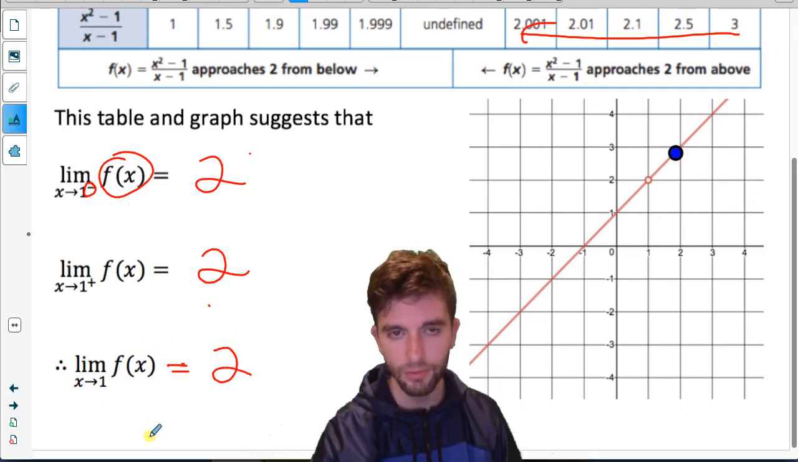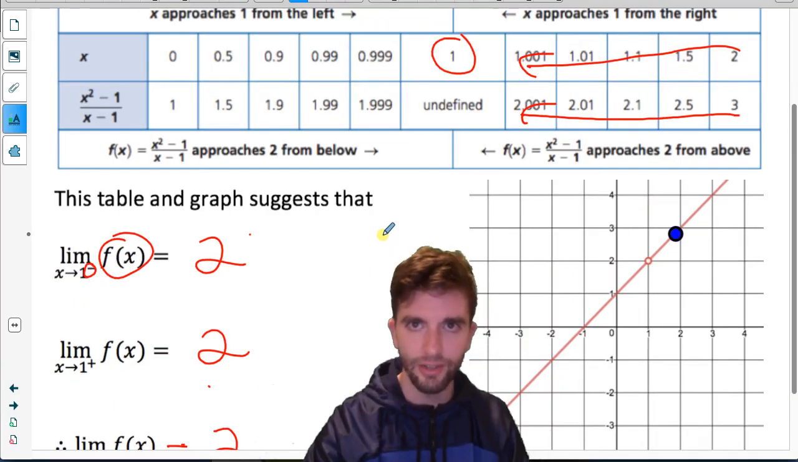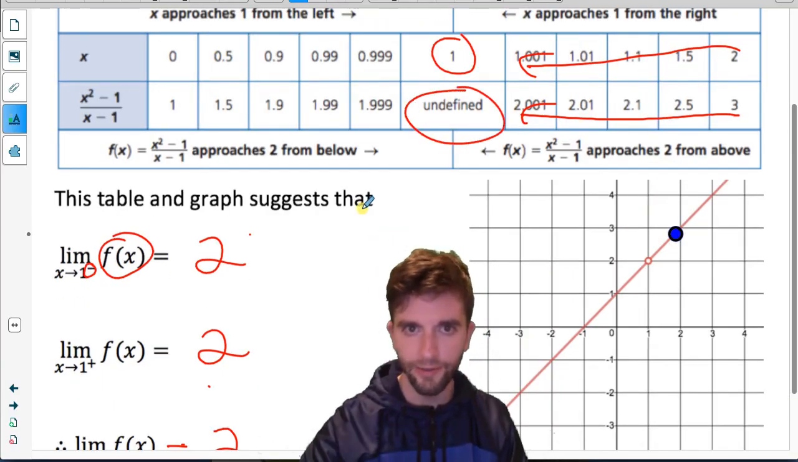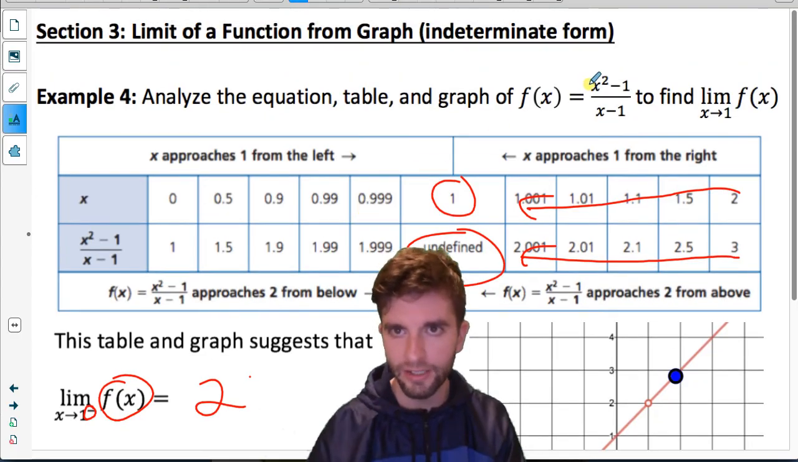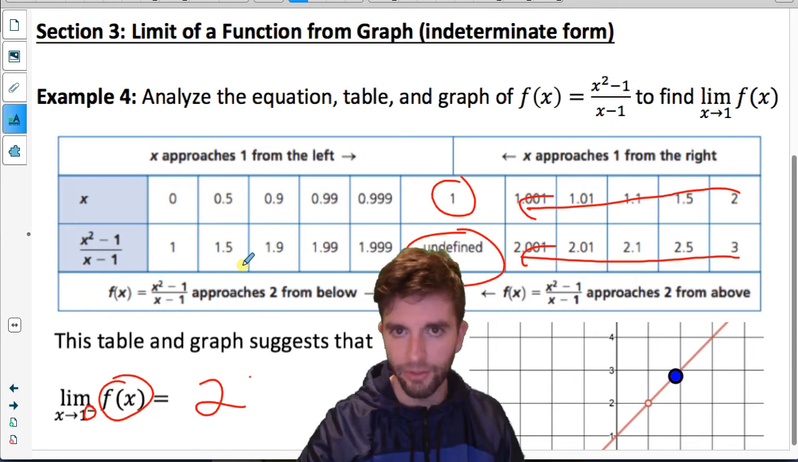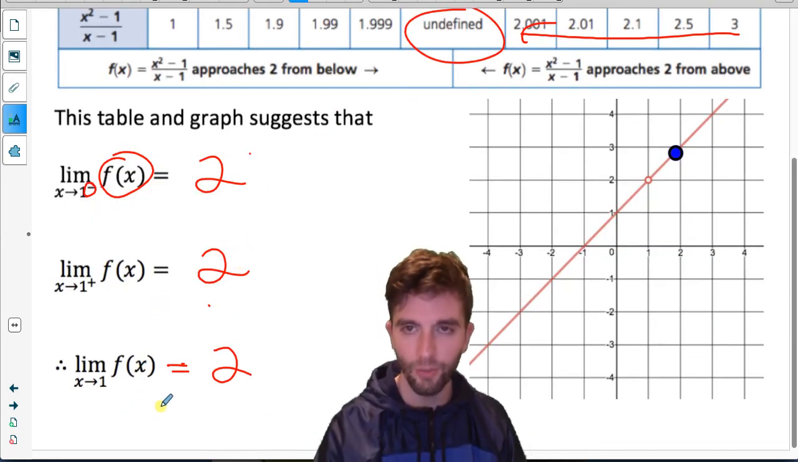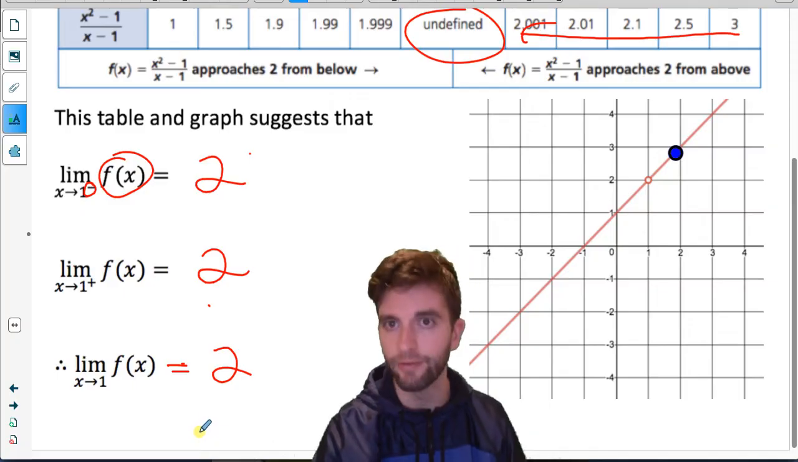to 2. Now the function doesn't actually exist there. When x is 1, the function is undefined. If you don't believe me, plug 1 into this equation. We get 0 over 0. But that doesn't matter when it comes to limits. We don't care where the actual function is when x is 1. We just care what it was approaching from either side of 1.